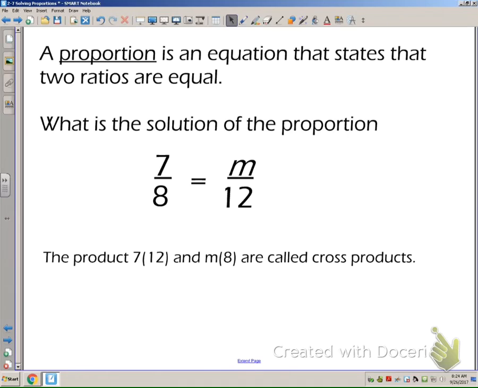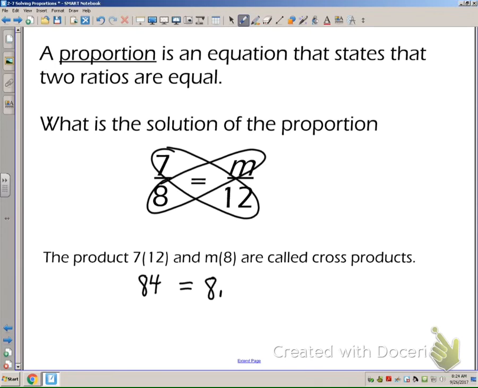and divide. So I'm going to multiply the 7 by 12, and I'm going to multiply m by 8. Those are cross products. So what is 7 times 12? That would be 84, I'm thinking. And then m times 8 is just 8m. So I divide both sides by 8, and that will give me my value for m. And of course, 84 divided by 8 is 10.5, or 10 1/2.